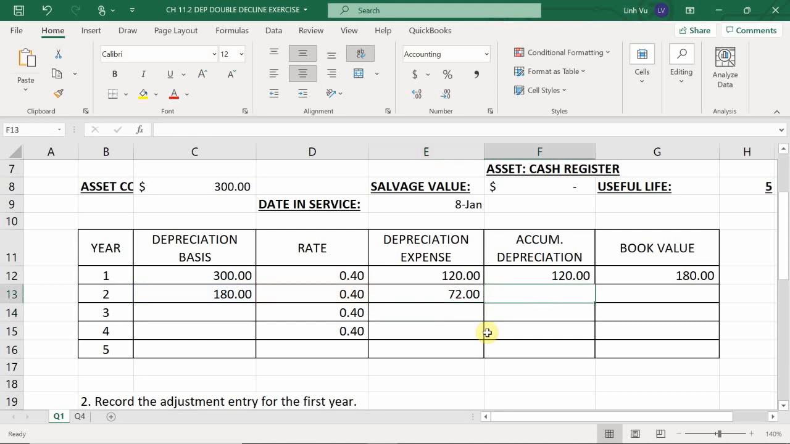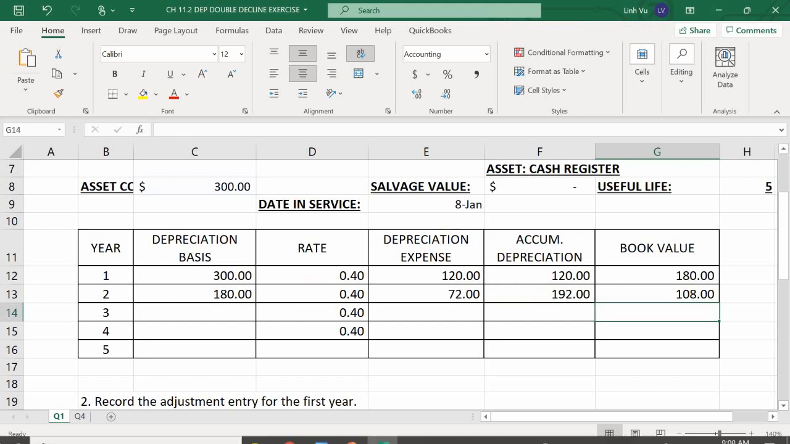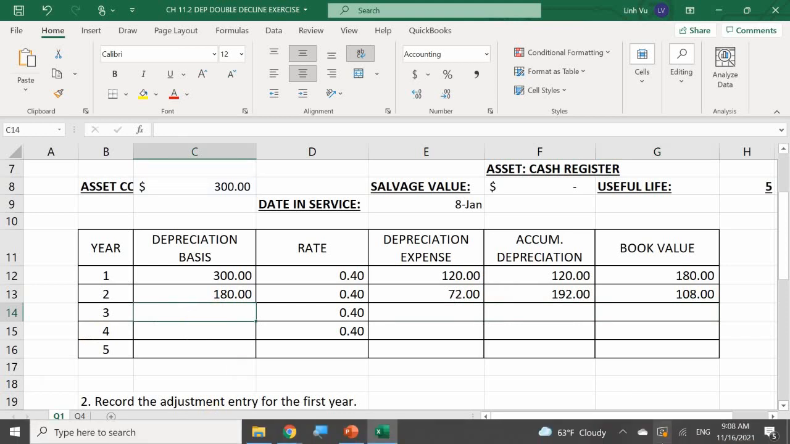Then what's my accumulated depreciation for year 2? 192, right? You're going to add them together because now you're creating an account balance, so you're just adding what you have to the pile. So I have 192. Then my book value at the end of year 2 becomes 108. So 300 minus 192 becomes 108. So then my depreciation basis for year 3 becomes 108.